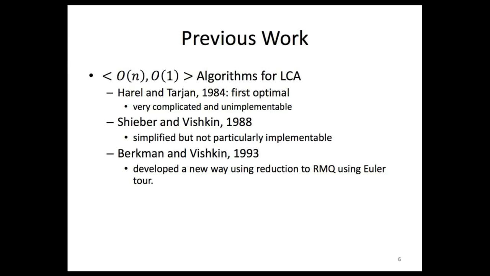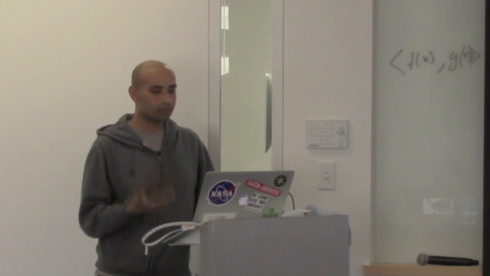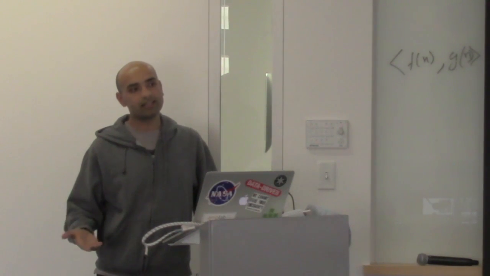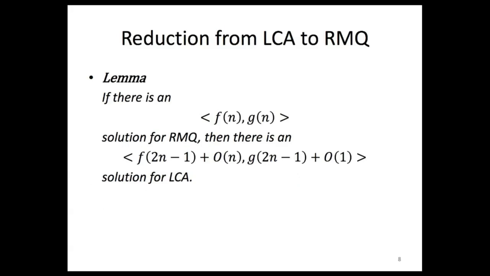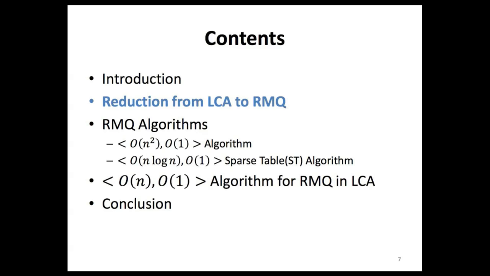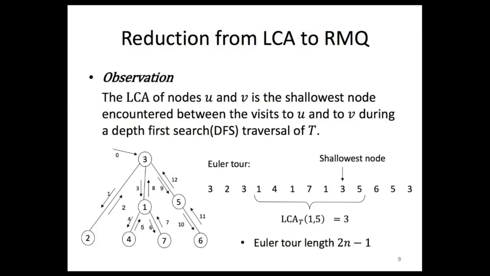So how do we, first question is, how do we reduce the LCA problem to an RMQ problem? The first thing that we need to understand before we get to that is an Euler tour. So let's say you have this tree.